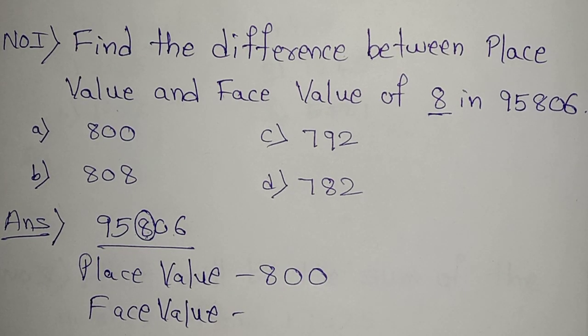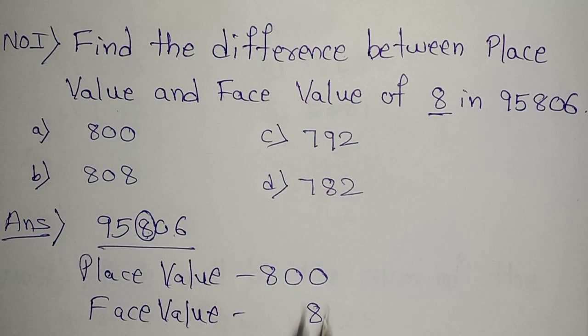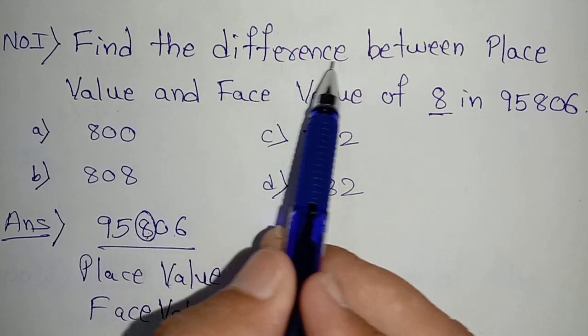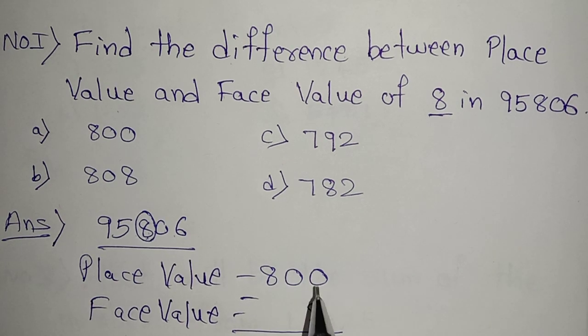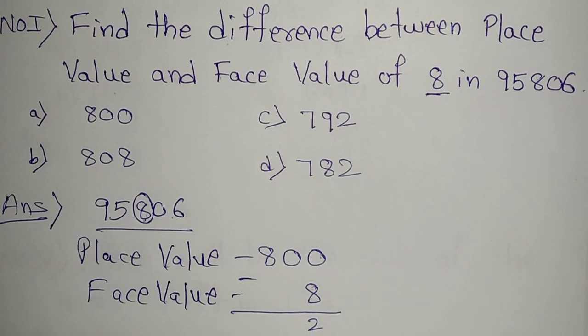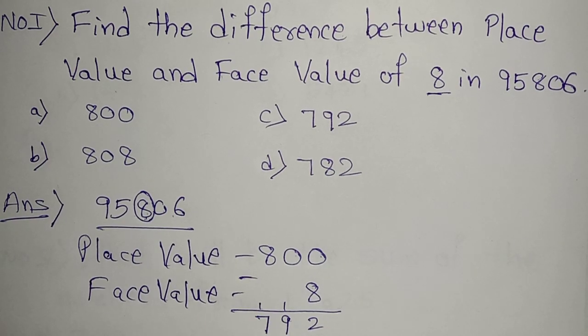And what is the face value? Face value means as it is, how it looks. That we have to write, 8 only. So students, what do we have to do? Difference means we have to do subtraction. 800 minus 8, because it is the hundreds place. So 10 minus 8 is 2. Carry 1, and 10 minus 1 is 9. Carry 1, 8 minus 1 is 7. So we got the answer 792.